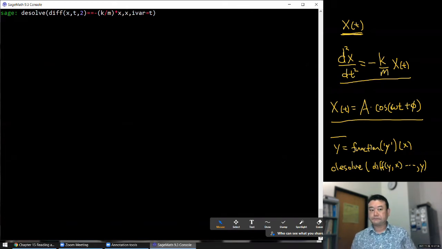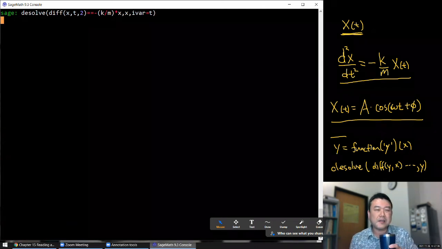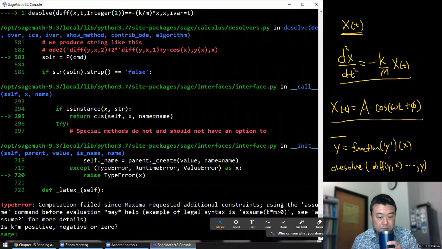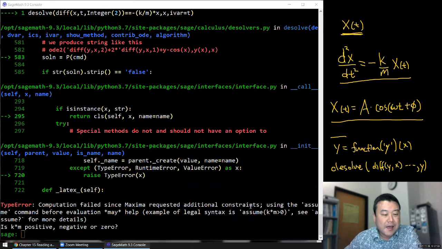Okay. The first time you run these things usually takes a little bit of time because I think SageMath runs under virtualization in Windows, so it has to initialize some stuff. And what? Maxima requested additional constraints using the assume command. Yeah. So, is k times m positive, negative, or zero? Yeah, I can see. So I should say it's positive.